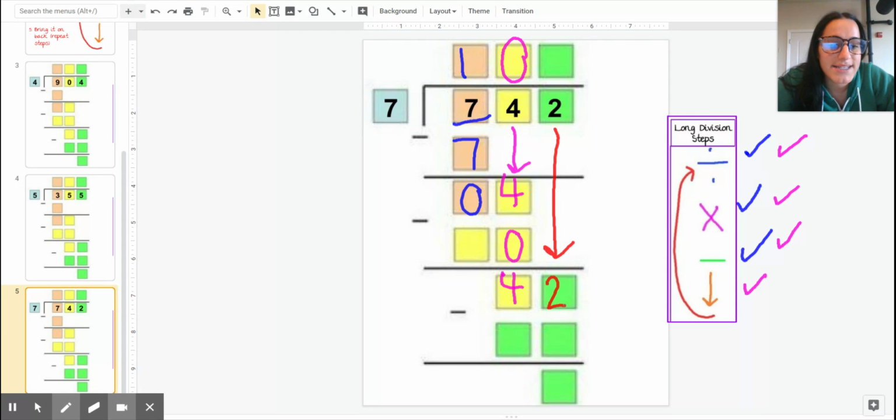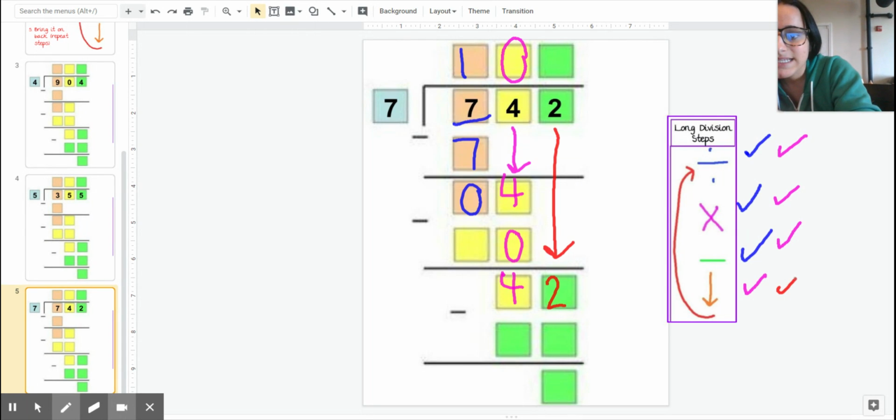So now let me check off that we've brought it on down. Now we need to ask ourselves, how many times can 7 go into 42 without going over? 42 is a little bit difficult for me to do in my head, so I'm going to write out the multiples of 7, and I'm going to see how close I can get to 42 without going over.